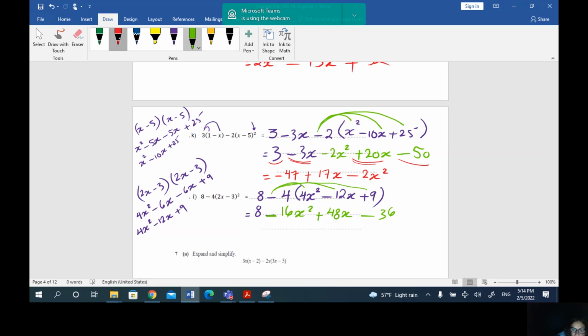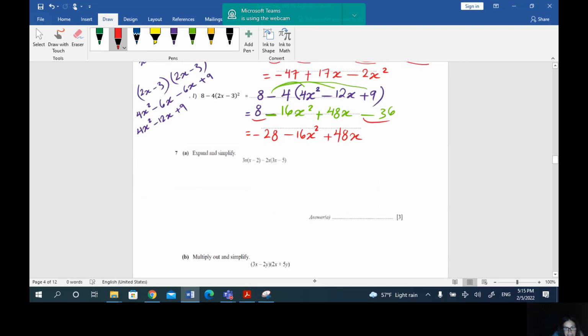Now we are going to collect like terms. Equals 8 is a like term to 36. So 8 minus 36, the answer is negative 28. There is no like term to minus 16x squared, so it will come down as is, and there is no like term to 48x, so it will come down as plus 48x.